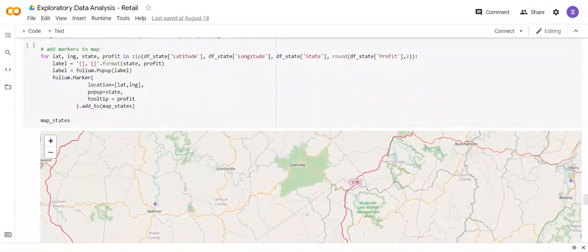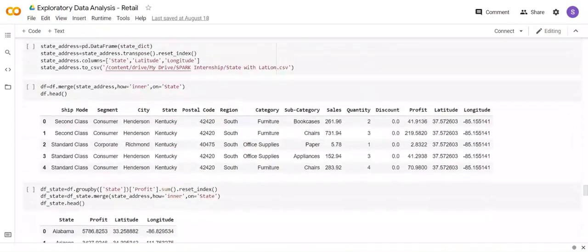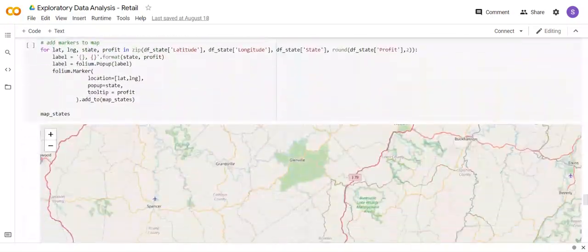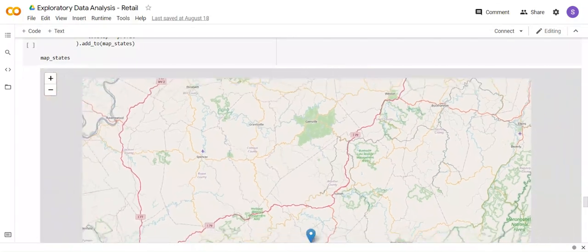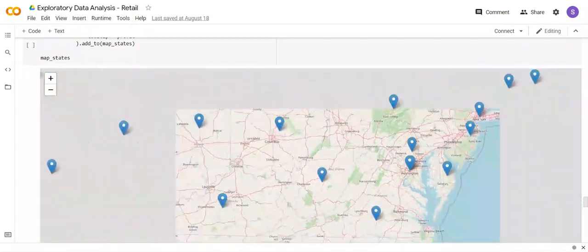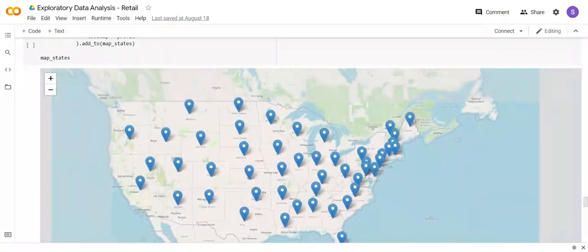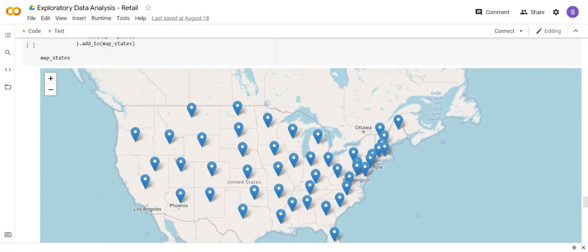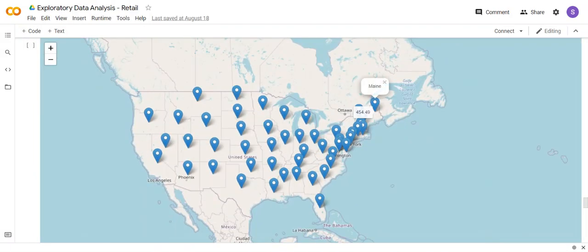Now here I have calculated longitude and latitude, and then created a data frame with longitude and latitude. And here you can see all the states. If you click on those pop-ups, you can see in Maine state there is 454.49, that is the profit it made.